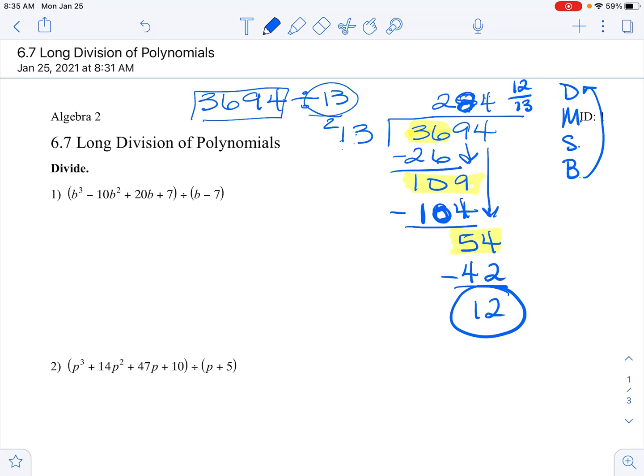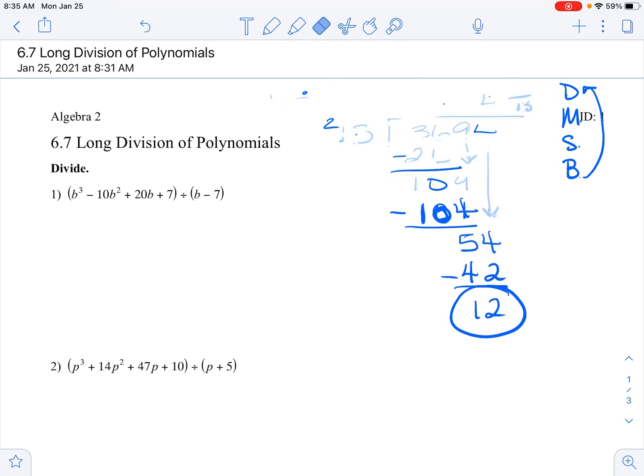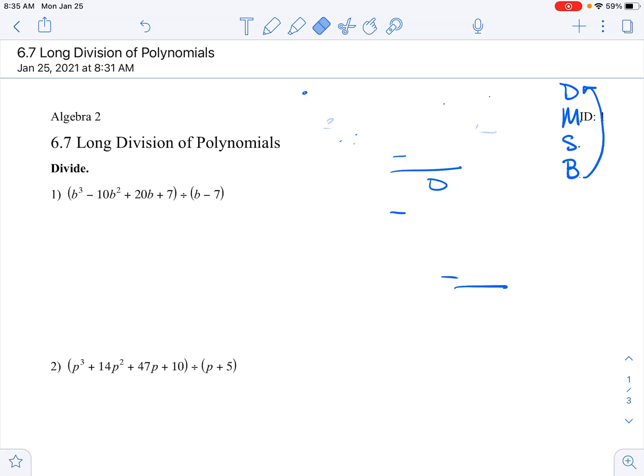So with the remainder, you don't just put a big fat R. You're actually going to put the remainder as the numerator. So, using this knowledge, divide, multiply, subtract, bring down. Divide, multiply, subtract, bring down. Divide, multiply, subtract, bring down. We're going to do the exact same thing with polynomials.